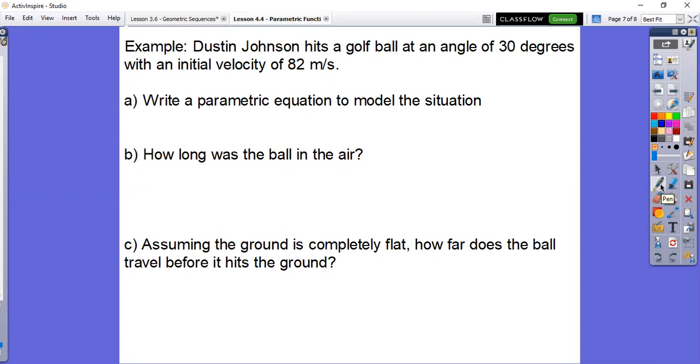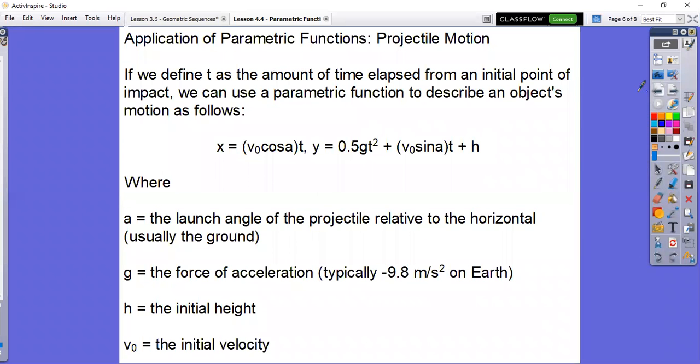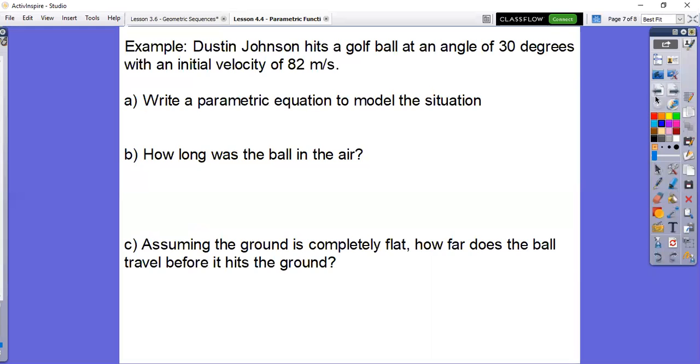So Dustin Johnson, who just won the Masters, hits a golf ball at an angle of 30 degrees with an initial velocity of 82 meters per second. We're going to first write a parametric equation to model the situation. The x coordinate is defined as v null cosine of a times t. The initial velocity is 82, so x is 82 cosine of 30 times t.